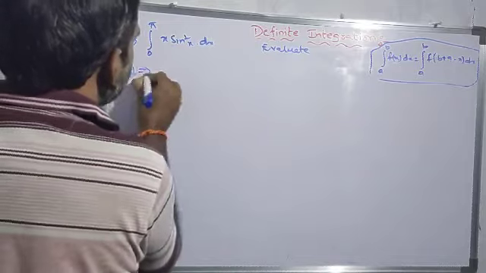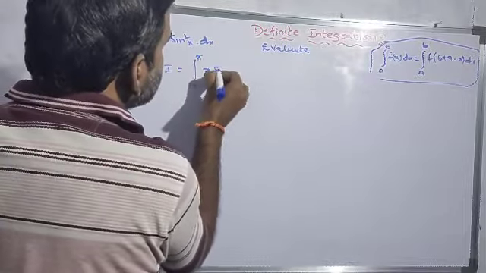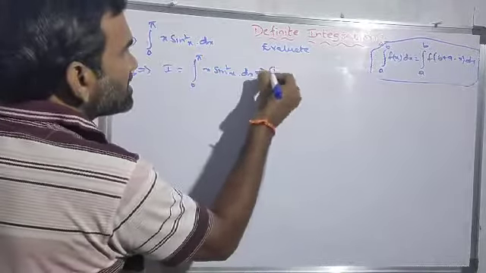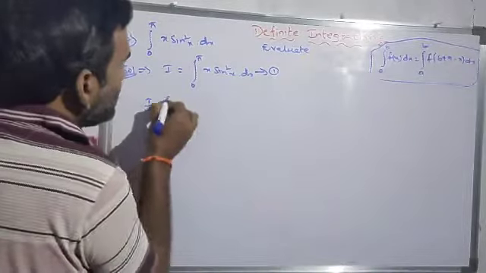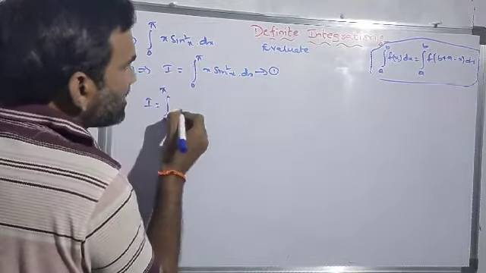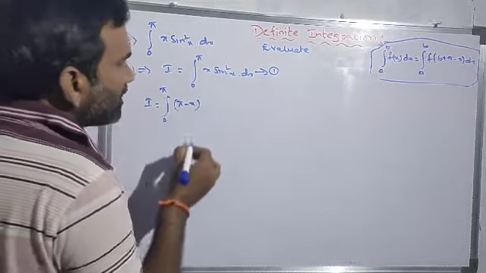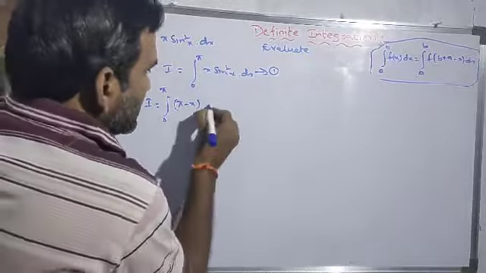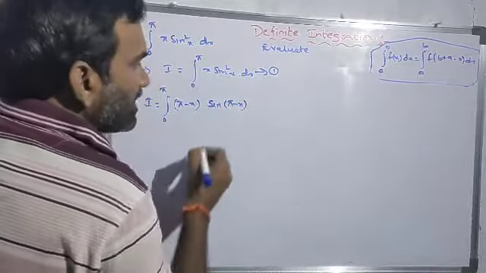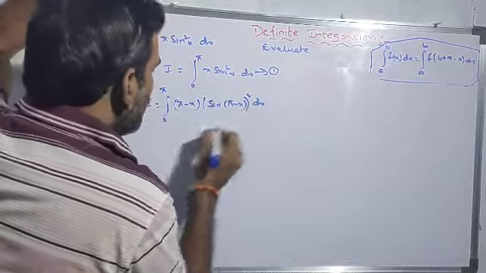Evaluate. Solution: I am taking I equal to the integral from 0 to pi of x sine square x into dx. This is equation 1. So I equal to, applying that formula, from 0 to pi, in the place of x I am taking pi plus 0 minus x. That means in the place of x I have to take pi minus x. Sine of, in the place of x, pi minus x, whole square, into dx.